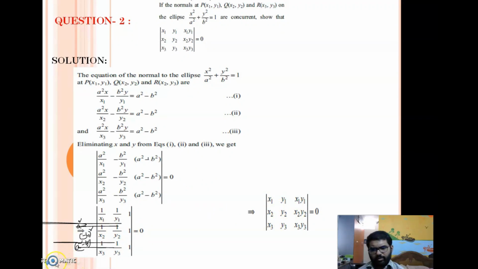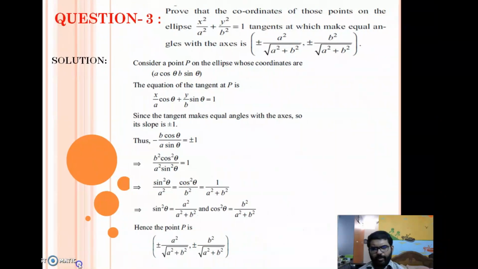Next, question number 3. Prove that the coordinates of the points on the ellipse at which the tangents make equal angles with the axes. What are the points? We will take the equation of a tangent at that point.